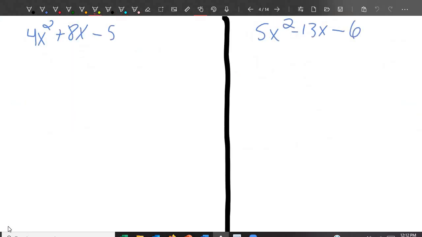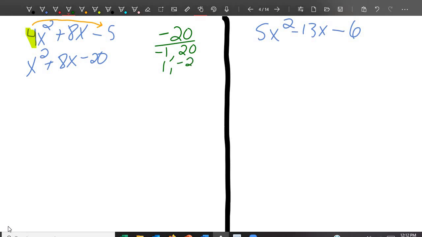Alright, this one, we're going to take the 4 in front, slide it to the end with the negative 5, multiply those two numbers together, and we'll get this. Now we're going to come up here to the side, and that's a negative 20, so we're going to list all the factors of negative 20. Remember, one's positive and one's negative. Negative 2 and 10, positive 2 and negative 10. Negative 4 and 5, positive 4 and negative 5. Okay, the middle number is a positive 8.